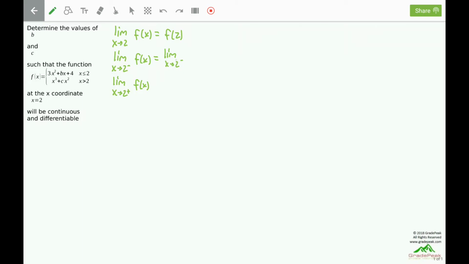The left side of 2, which is less than 2, will make use of this expression. So that will give us 3x squared plus bx plus 4. We can now plug a 2 in for each of the x's. That'll give us 3 times 2 squared plus b times 2 plus 4. 3 times 2 squared is 12, plus b times 2, which is 2b, and then plus 4. We can put the 12 and the 4 together and combine them. So we have 2b plus 16.